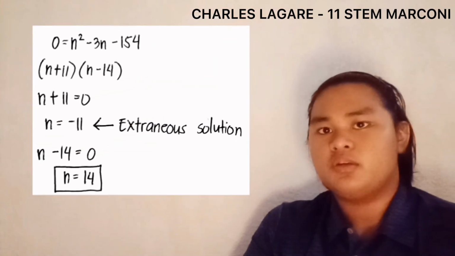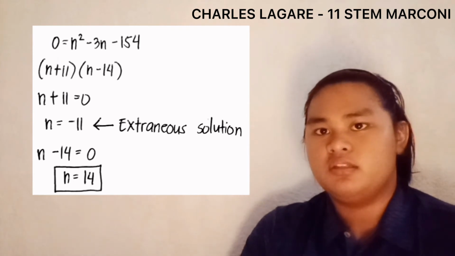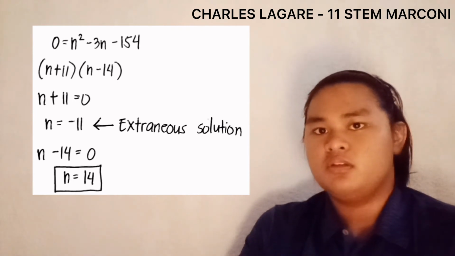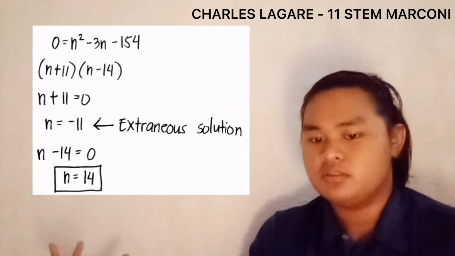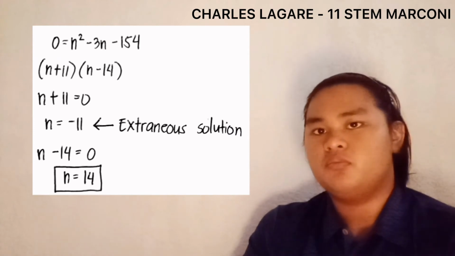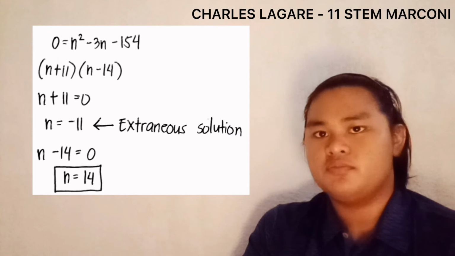And then we equate it to 0. So transpose the 154 and it becomes negative. So n squared minus 3n minus 154. And then we factor it by grouping, and we will have n plus 11 times n minus 14.